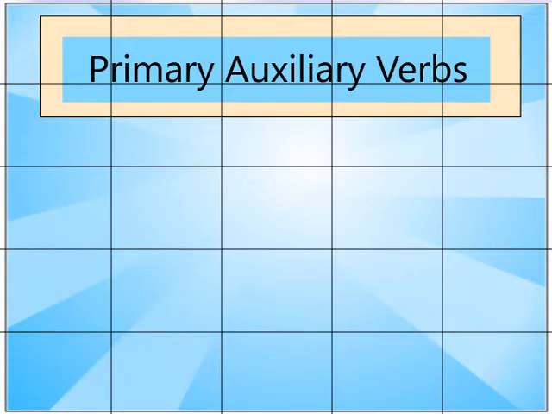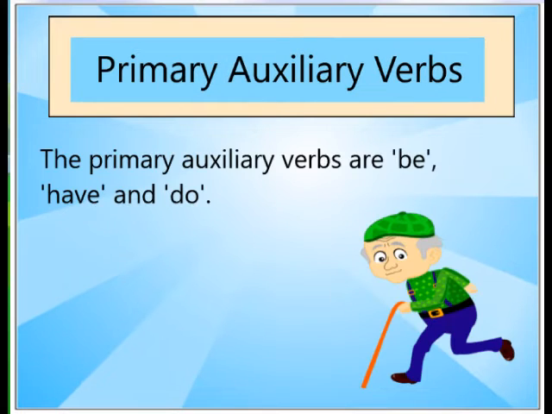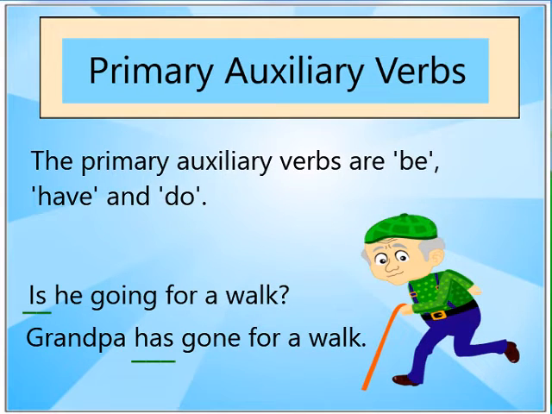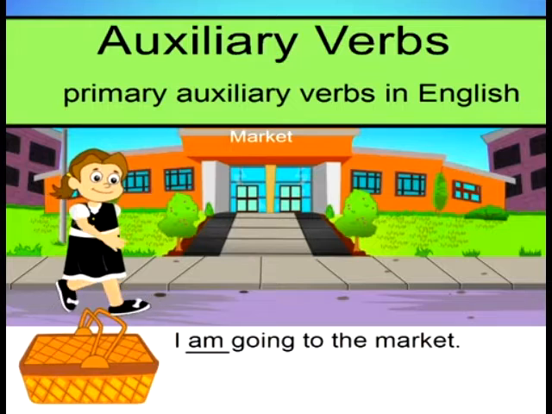Now let's look at what are primary auxiliary verbs. Primary auxiliary verbs include the different forms of be, have, and do. Let's take few examples. Is he going for a walk? Here is a form of be and it's a primary auxiliary verb. Grandpa has gone for a walk. Here has is a primary auxiliary verb.